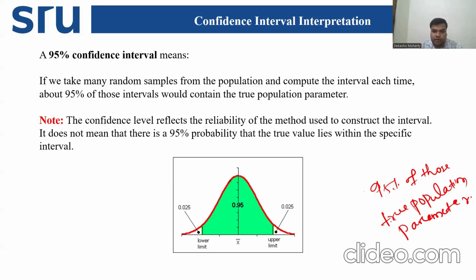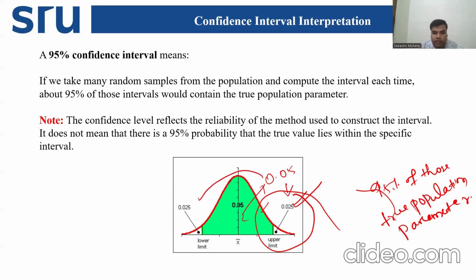So here, students, we see this is the upper limit. 95% means what? The total tail area is 0.05. In the upper limit, it is 0.025. Similarly, in the lower limit, it is also 0.025. So this is the meaning of 95% confidence level.